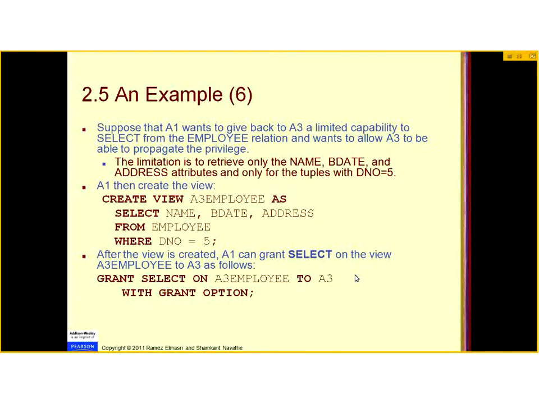Suppose that A1 wants to give back to A3 limited capability to select from the employee relation and wants to allow A3 to be able to propagate the privilege. The limitation is to retrieve only the name, birth date and address attributes and only for the tuples with d number equal to 5. So A1 will first create a view: create view A3 employee as select name, birth date, address where d number equal to 5. After the view is created, A1 can grant select on the view A3 employee to A3 as follows: grant select on A3 employee to A3 with grant option. So this is the command for this.